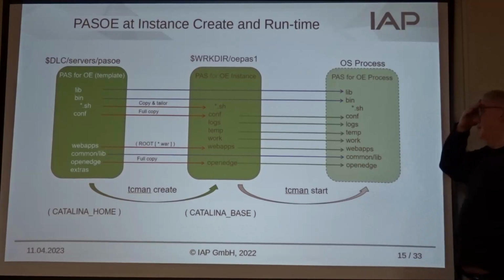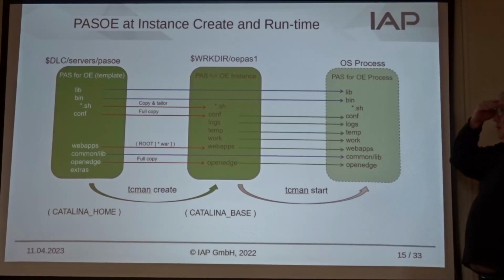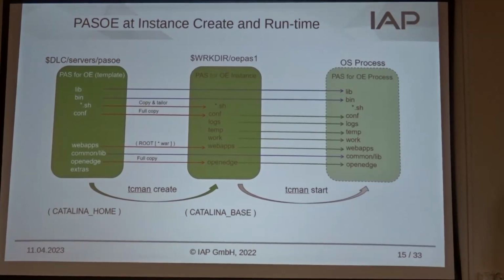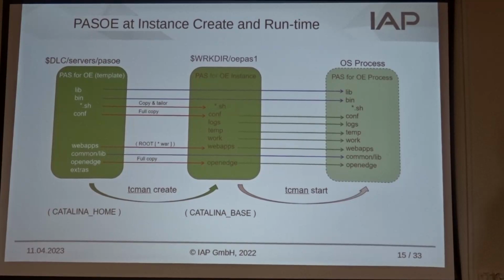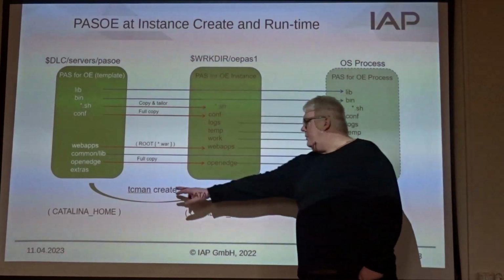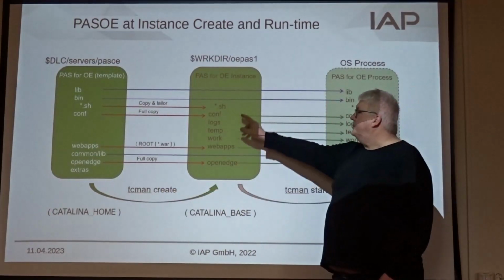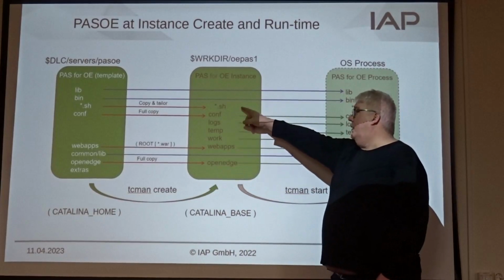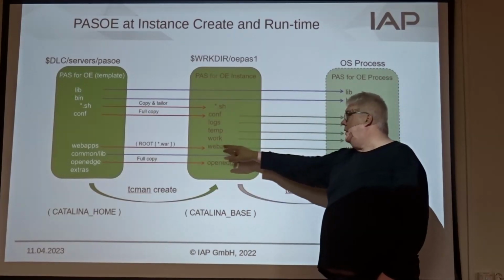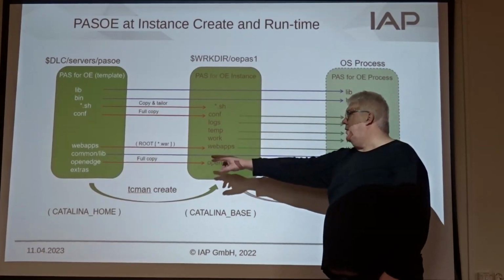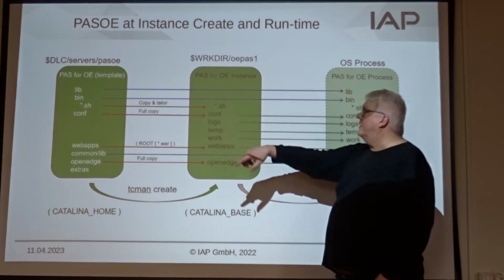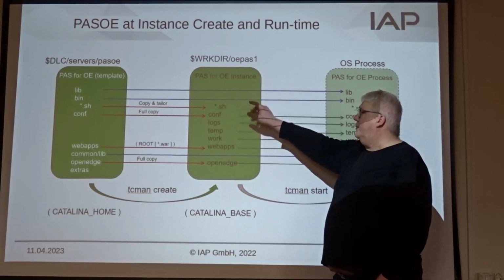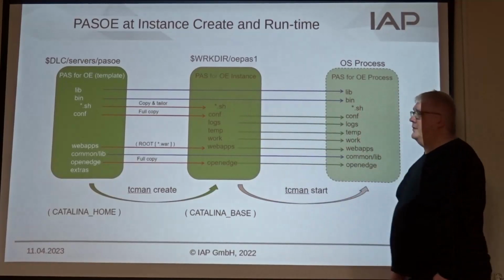And for this copy, there's a tool. It's called TCMan. TCMan is a tool like ASBMan or DBMan, whatever. The first step is that you say, okay, create a copy, and then copy all files, configuration files, the scripts, then some WAR files, and also the OpenEdge part. So that means that you have a copy of the Tomcat, but without the executables. Only the configuration files and the logs.